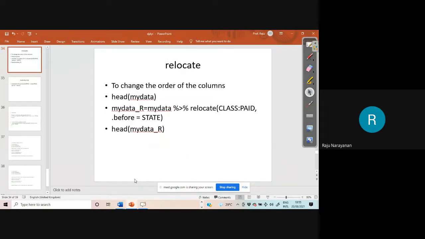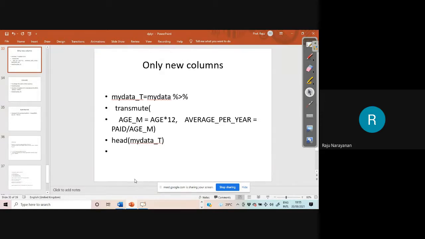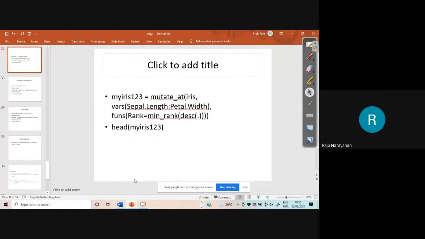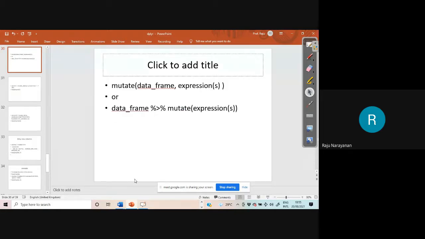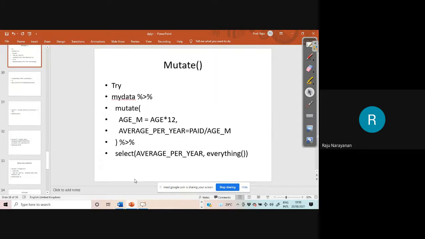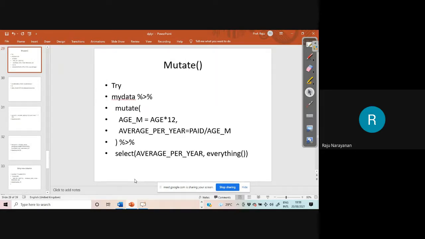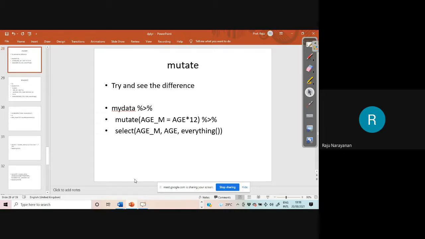Okay, relocate. Then mutate. Mutate is very good. I will do a small one. This is the syntax: mutate data frame expression, or data frame pipe mutate expressions. Okay. What example do I have to take? Let us do a small example.